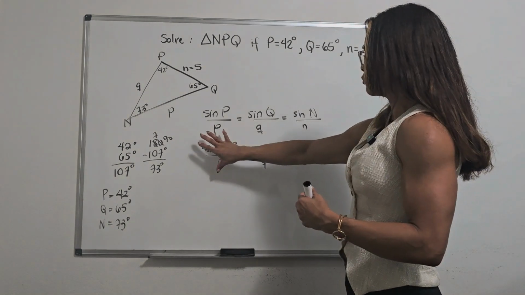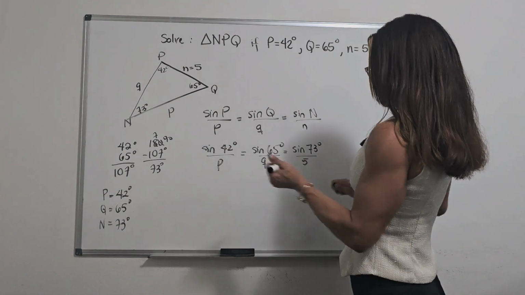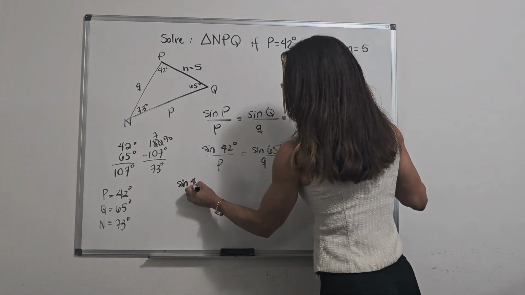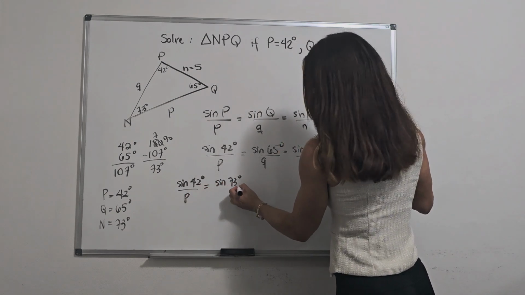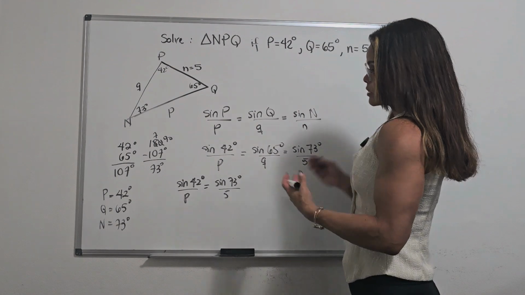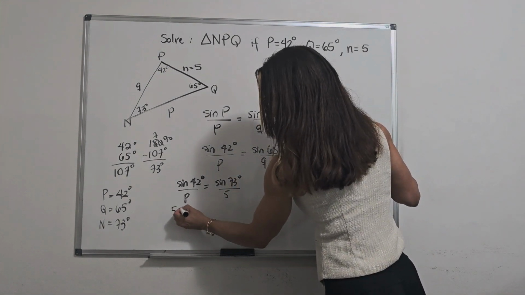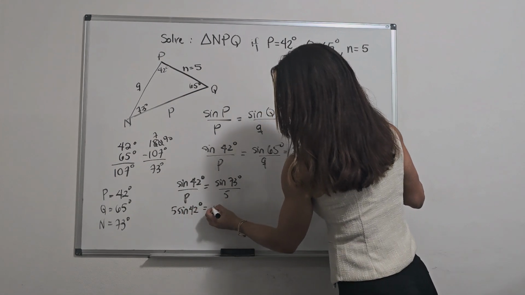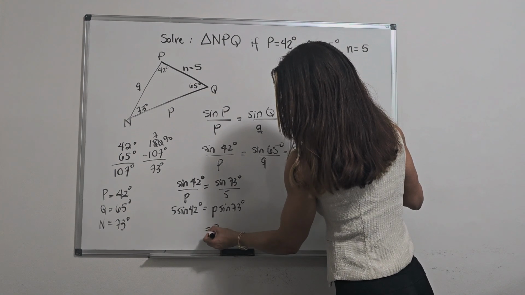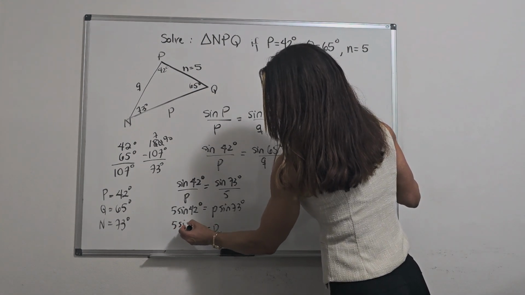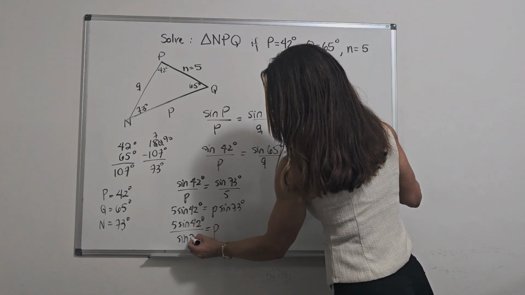Using where I have the most information, I can find the missing side. For example, to find the measurement of the side P, I can use this ratio with this one, because if I combine these two ratios, the only missing unknown is P. So we can solve this proportion. We cross multiply, so 5 times sine of 42 is equal to P sine of 73. Solving for P, I divide by sine of 73 on both sides, so P is 5 sine of 42 over sine of 73.